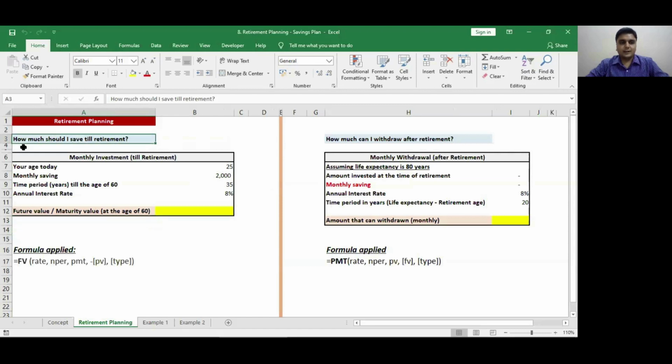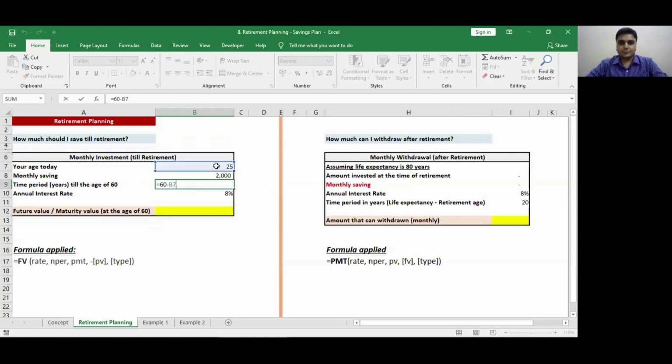The first question is, how much should I save till the age of retirement? Let's say my monthly investment is 2,000 rupees and my age today is 25 years. So time period till the age of 60 is 60 minus 25, which is 35 years. Annual rate of interest is 8%. So I will calculate the future value, that is the maturity value of the proceeds that I will get at the age of 60. So I will use the formula future value.